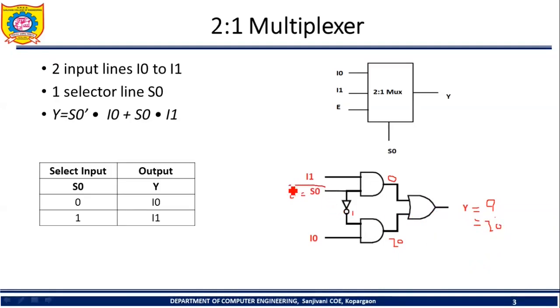So when S0 is 0, what is the output of the multiplexer? See, the output of the multiplexer is I0. Okay. Now let's try to understand the second case.